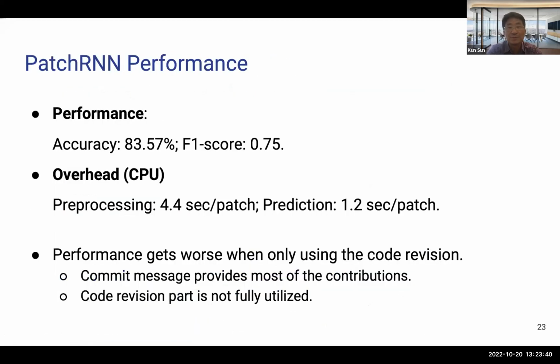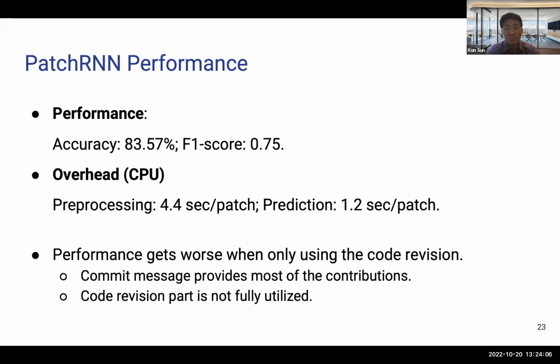So the performance of this PatchRNN looks pretty good. Accuracy could be above 83%. It can also pre-process one patch in 4.4 seconds. And given one patch, it can make the prediction in 1.2 seconds.